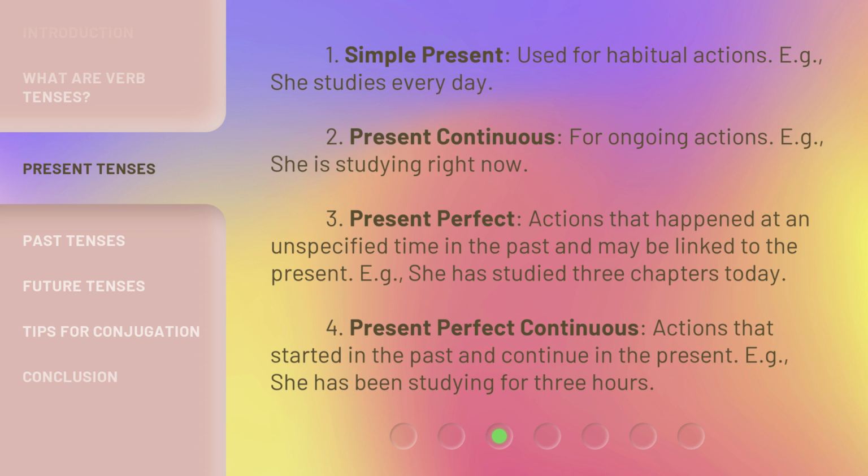3. Present perfect, actions that happened at an unspecified time in the past and may be linked to the present. E.g., she has studied 3 chapters today. 4. Present perfect continuous, actions that started in the past and continue in the present. E.g., she has been studying for 3 hours.